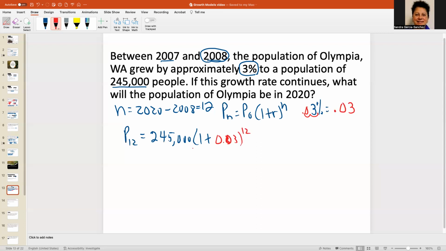Elevated to the 12. So in your calculator, you can just put 245,000 times 1.03 elevated to the 12th power, or you can start with this part here and then multiply by this here, and you should get 349,311.4 people, but you should round it to 311 because we cannot count 0.4 people. Okay, and that's the way to use the explicit formula for the growth model.